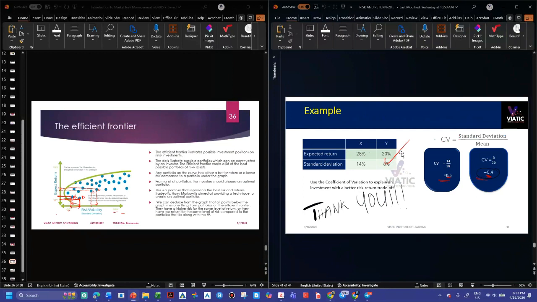So this, you might not need to have it for risk management, but I just wanted you to understand that efficient frontier. We're going back to it. If you want to see which one to choose, because that graph definitely will have values, you divide the standard deviation over the mean to get what we call the coefficient of variation. So 14 divided by 28 for x, then 8, the standard deviation, divided by 20 for y, then you get 0.5, you get 0.4. Then we say use the coefficient of variation to explain an investment with a better risk-return trade-off.